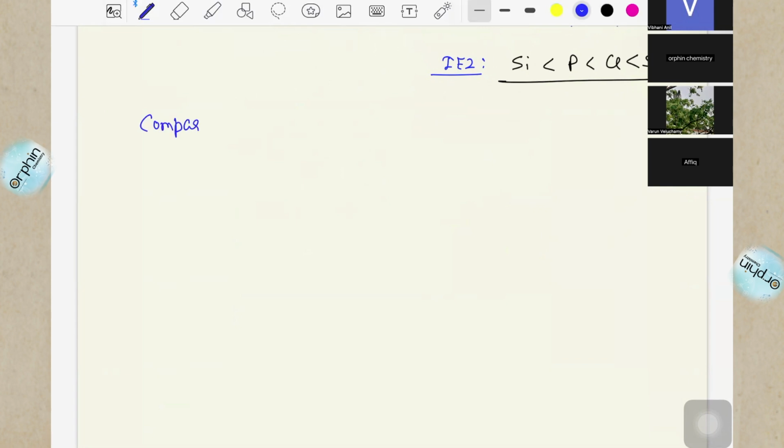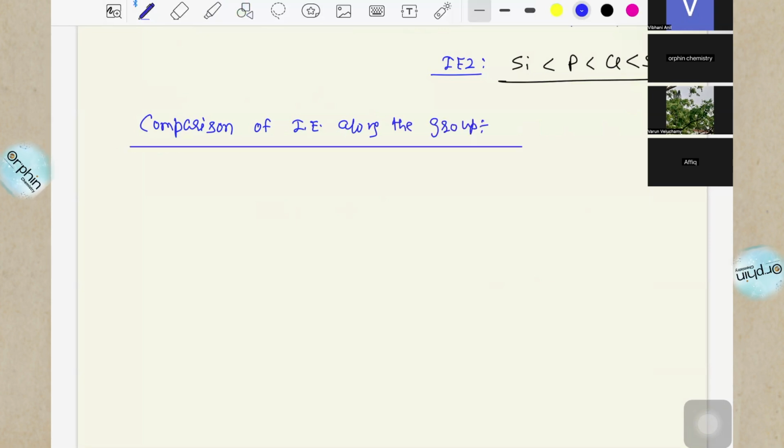Comparison of ionization energy along the group. Don't worry, for D block cases, we do not have to compare the IE. We have to just compare for some orders only. And here, very important thing: along the group, we have first group, second group, then 10 groups for the D block, then 13 to 18 are P block.